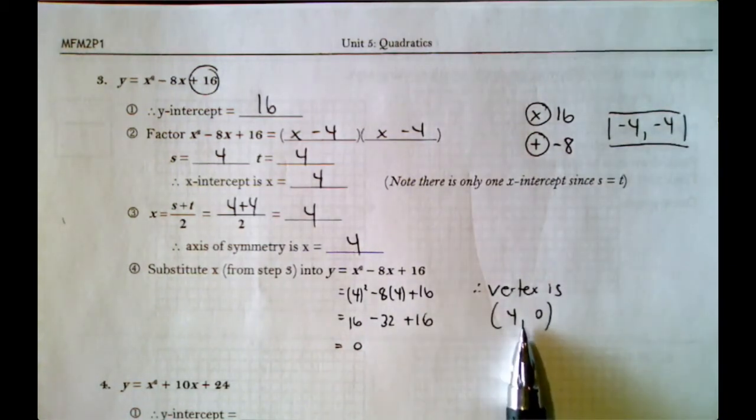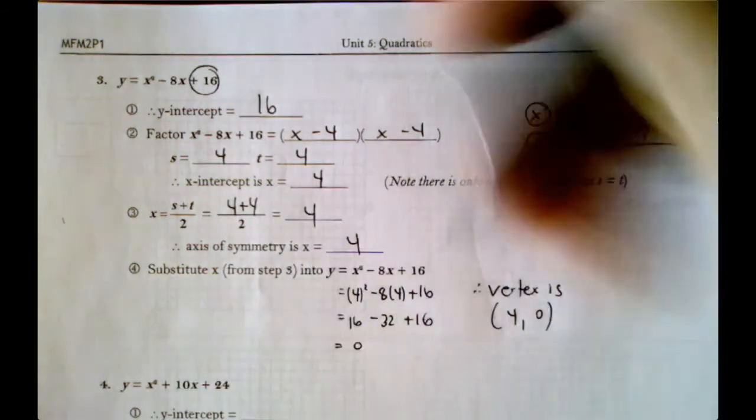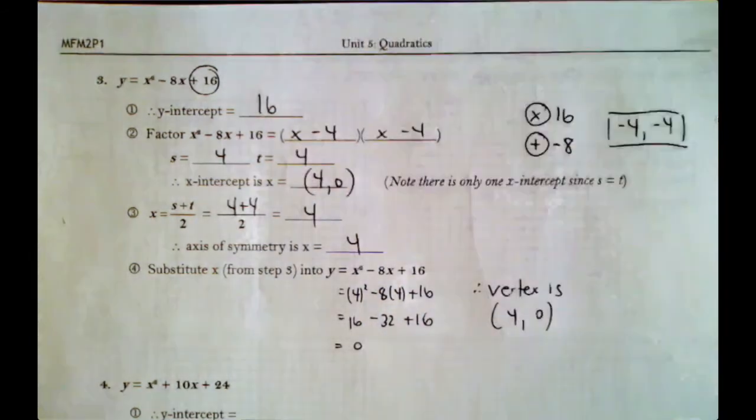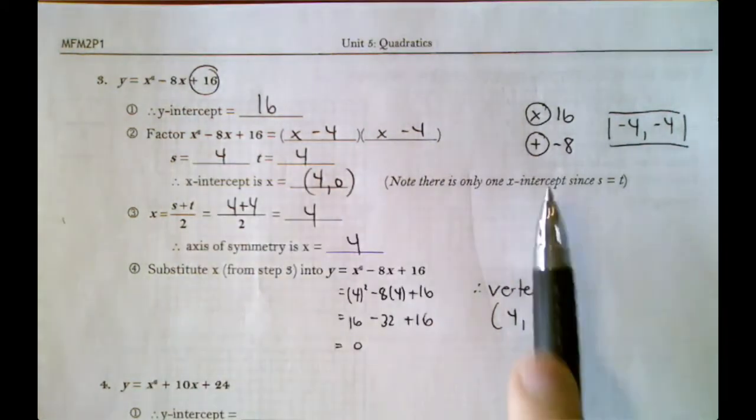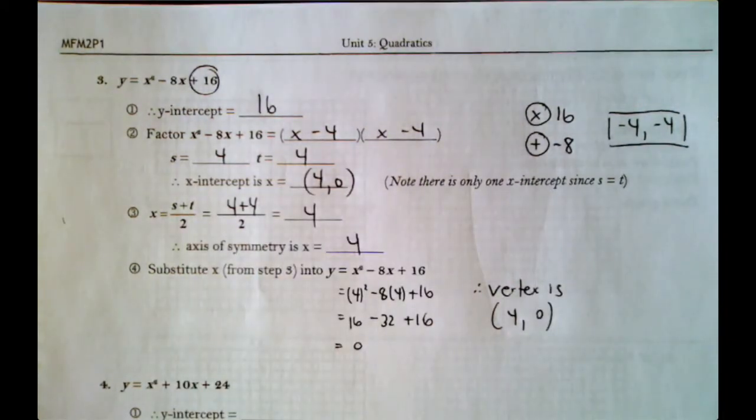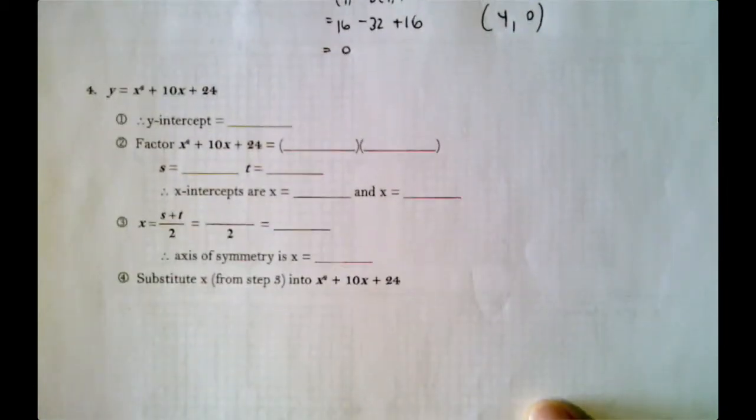Why should it be (4, 0)? Well, because that's what the x-intercept is. The x-intercept is (4, 0). And since we had 2 of the same x-intercept, that means the x-intercept is the vertex. That's a tricky one.